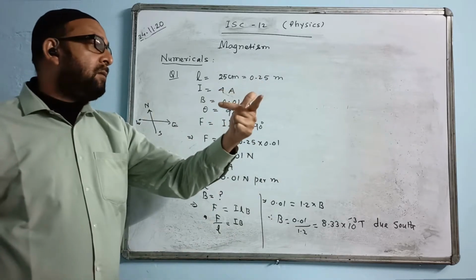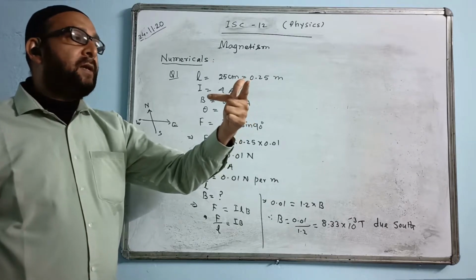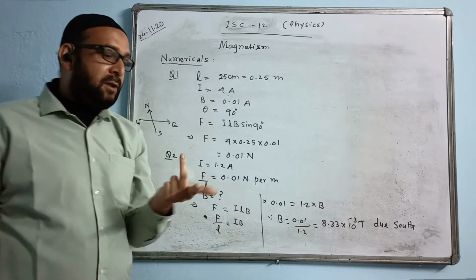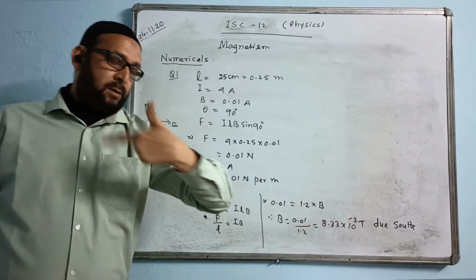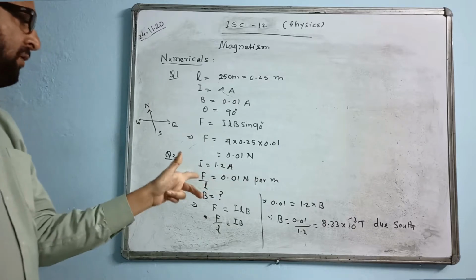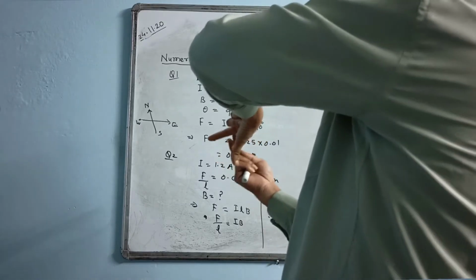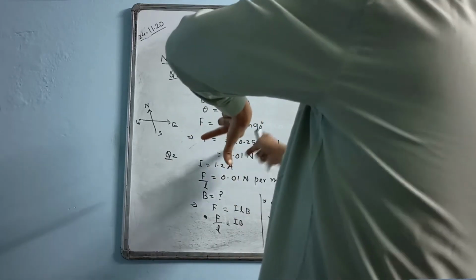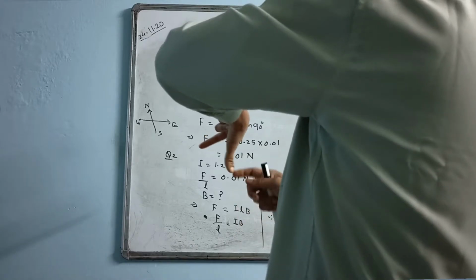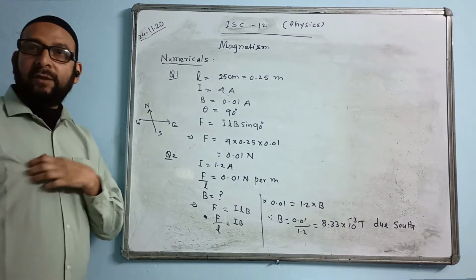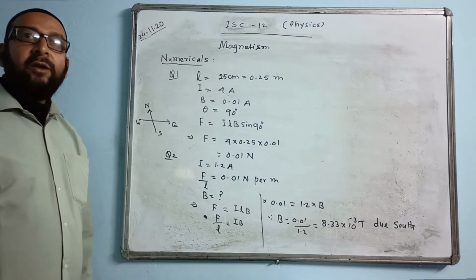If the force should act in the downward direction, the downward direction is just opposite. This way you turn like this. You can change the position this way. Now the finger is going to this side, this one is going that side, and this is going downward. So then the direction of the magnetic field will be north in that case, if the force is acting in the downward direction. So accordingly you have to check.